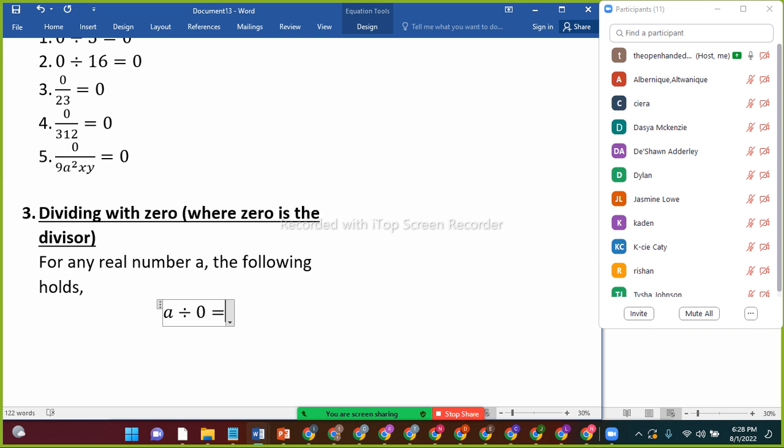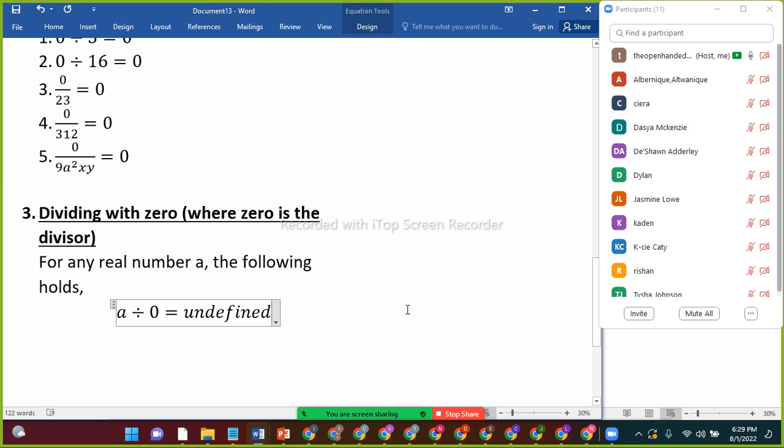Deja and Sierra, we did this yesterday. You should know it. You forgot what I said? Remember, 0 is the divisor. Remember that question with -1 divided by 0? What did we say was the answer? Undefined.